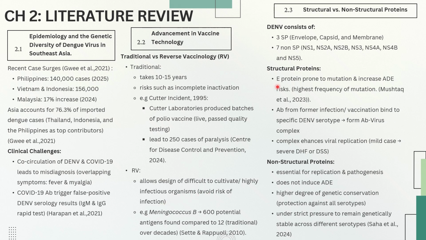Moving on to section 2.3, we compare the structural and the non-structural proteins. Traditionally, vaccines target the envelope protein because it is on the surface. However, the envelope protein mutates rapidly to hide from our antibodies, and it is actually the primary trigger for ADE.